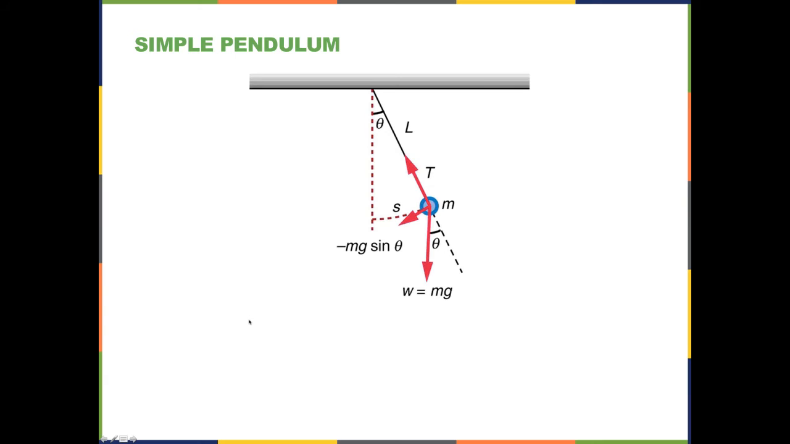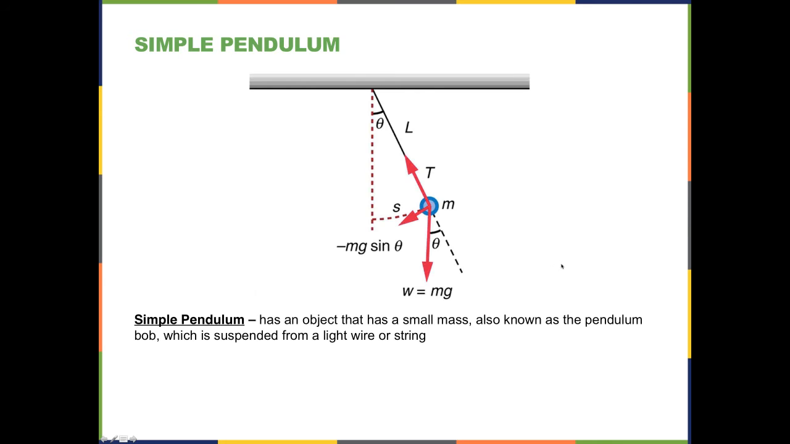Let's talk now about the second type of oscillator. The first one we were talking about was a simple harmonic oscillator. The second kind is a pendulum. A pendulum is a form of simple harmonic oscillator that has a specific setup. A simple pendulum is an object usually of small mass. This is known as the pendulum bob, and it's suspended from a wire, as shown here. And you have L, M is the mass, etc.